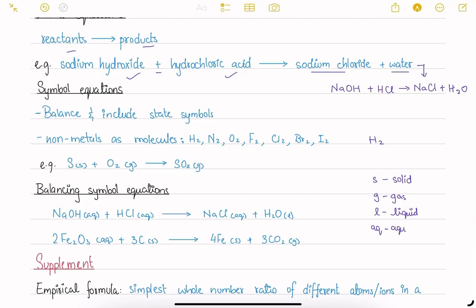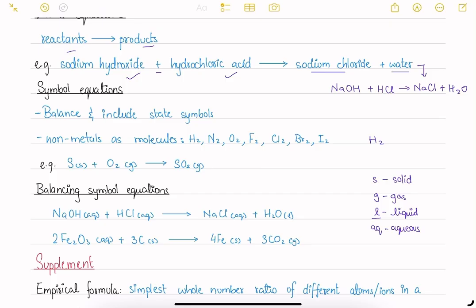Now, many of you will be confused about what the difference is between liquid and aqueous. In aqueous, any substance is dissolved in water. So that time we say that it is aqueous. But if the compound is in a liquid state, it is not dissolved in water, we'll use the L to represent that.